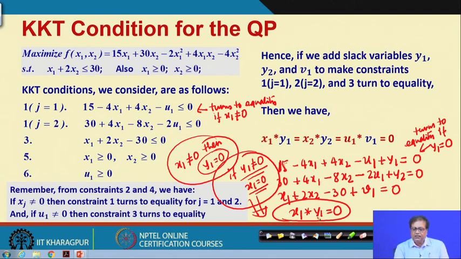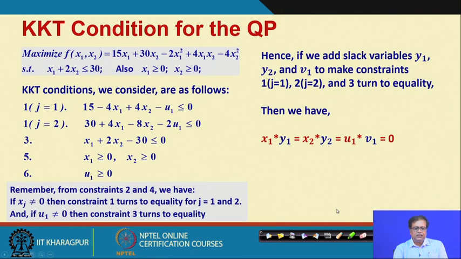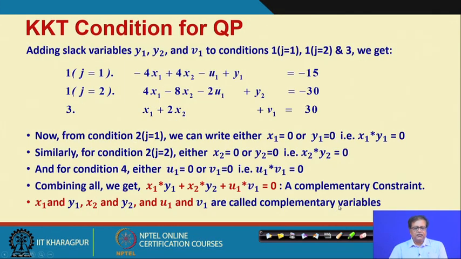Similar logic can be given between x2 and y2 for the second equation, and u1 and v1 for the third equation. So that is x1 star y1 equal to x2 star y2 equal to u1 star v1 equal to 0. This is exactly what we get, and let us see how it combines.